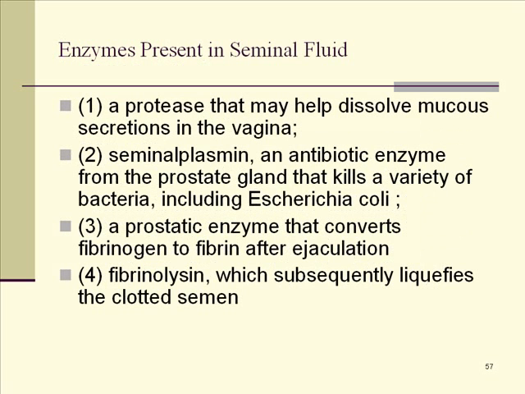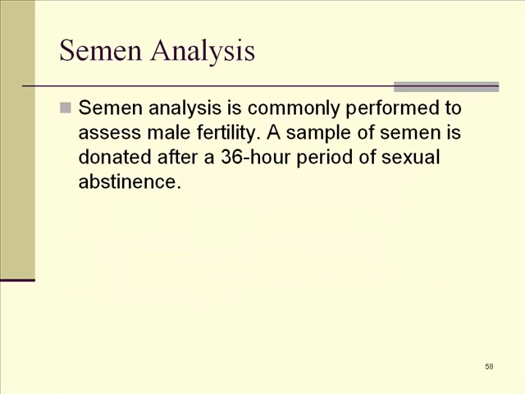Seminalplasmin, we already talked about. Seminalplasmin is basically an antibiotic of sorts. It's an antibiotic enzyme from the prostate gland that will help kill bacteria, including E. coli, which is a common cause of urinary tract infections. Prostatic enzymes also convert fibrinogen to fibrin after ejaculation. Then there's fibrinolysin, which will subsequently liquefy the clotted semen. So when semen comes out, typically it's clotted, a gel, and then there's fibrinolysin, which will help break down the ejaculant into a liquefied state so the sperm can swim free.